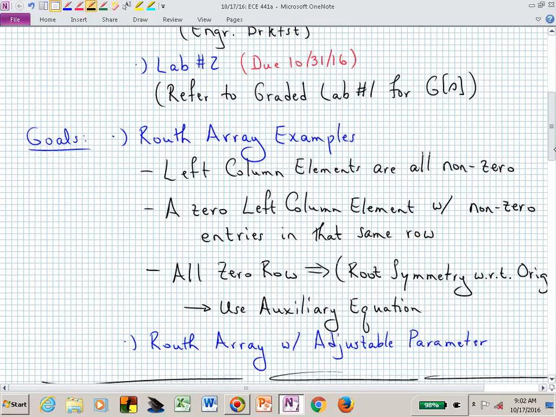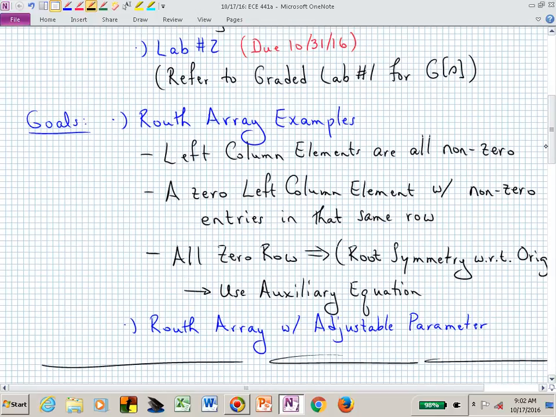What I want to do today is go over several of the cases, if not all of the cases, that arise or can arise when you're performing the Routh array. One is when we have all of our left column elements being non-zero. Another case is when we have a 0 in the left column element and we have non-zero entries in that same row. We replace that 0 with an epsilon and continue to build our Routh array.